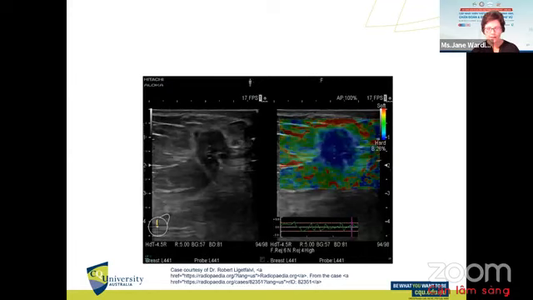And we have another mass here. We've used elastography on this one. Again, we're looking at the B mode characteristics of this mass. We can see that it's taller this way, so the vertical plane is longer than it is across here.